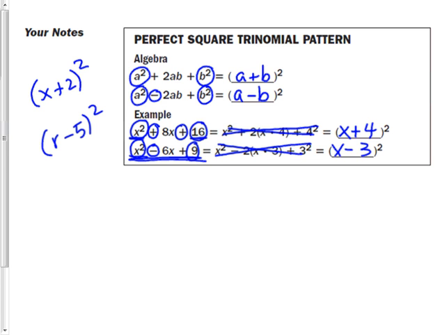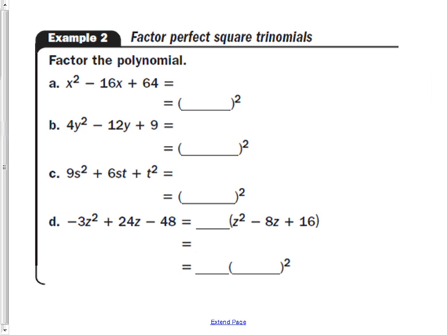So looking at a few examples, in example 2, we are just factoring perfect square trinomials. We're not trying to solve anything. These are not actual equations yet. So let's take a look. In A, we see we have a perfect square trinomial because there's a perfect square as the first term and a perfect square as the last term. It has a subtraction sign, so we know this trinomial was the result of multiplying, let's see, square root of x squared is x, square root of 64 is 8. So this trinomial came from squaring the quantity x minus 8.